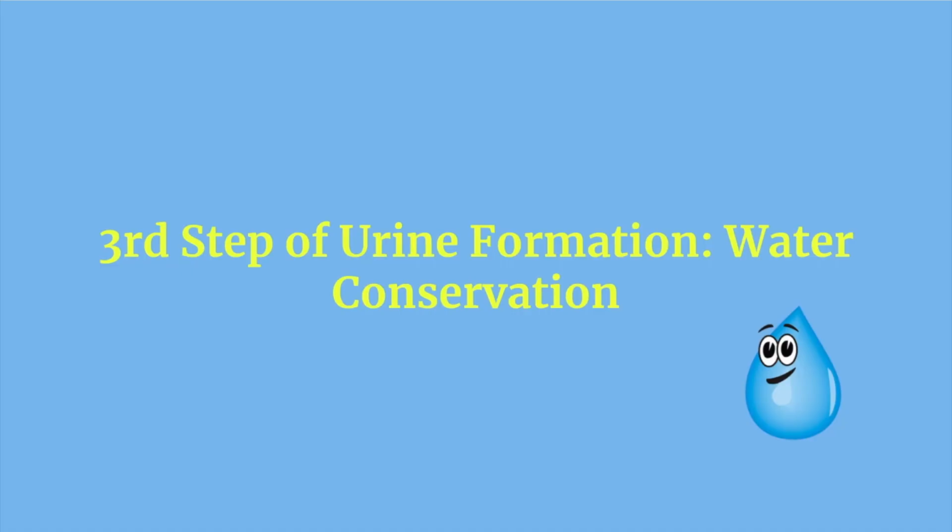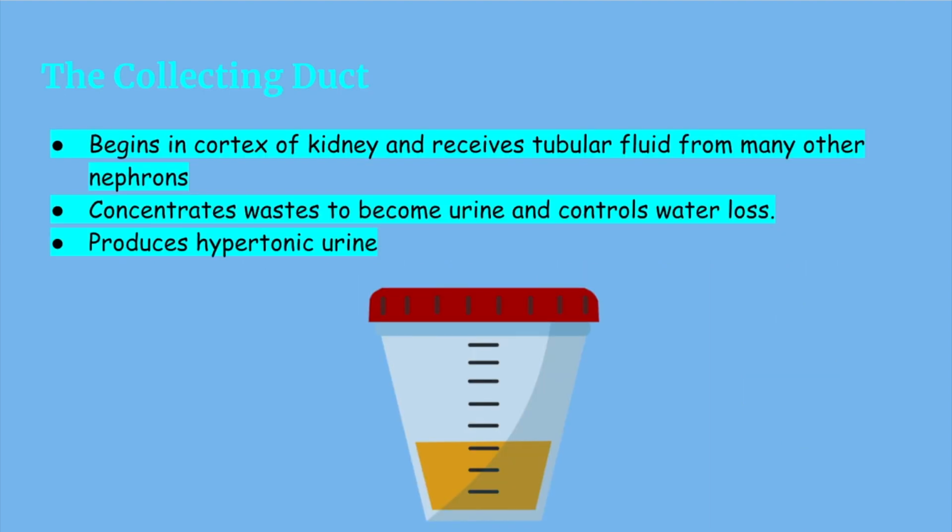So if we're going to talk about water conservation, we need to talk about the part of the nephron that performs this action, which is the collecting duct. Now at this point, we talked about the collecting duct many times throughout the series, and you should know the location of the collecting duct and its functions. But let's just use some active recall to recall this knowledge.